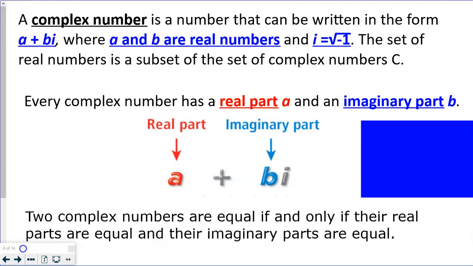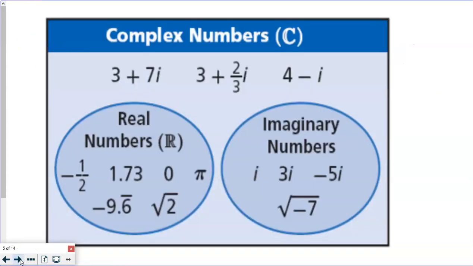So A is the real part and BI is the imaginary part, okay? Two complex numbers are equal if and only if their real parts are equal and their imaginary parts are equal. We're going to talk about what that means in just a minute, okay? So first of all, let's talk about some numbers.